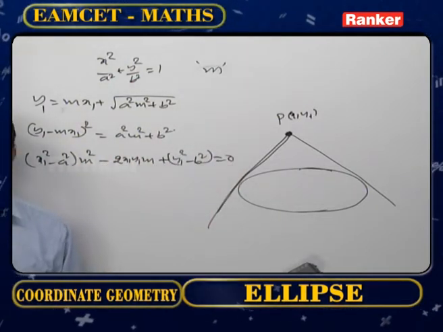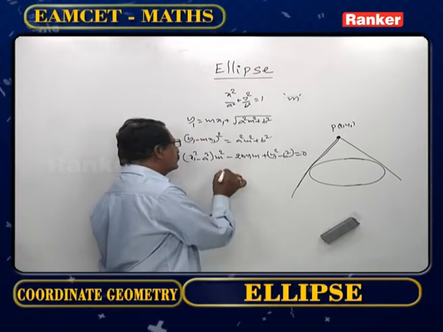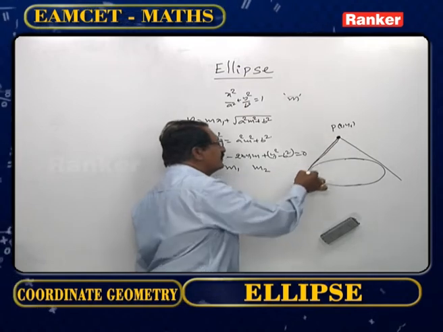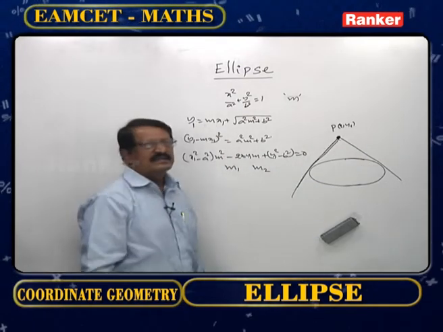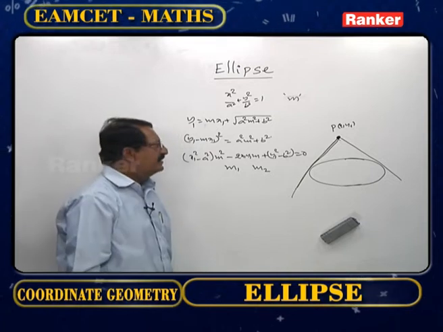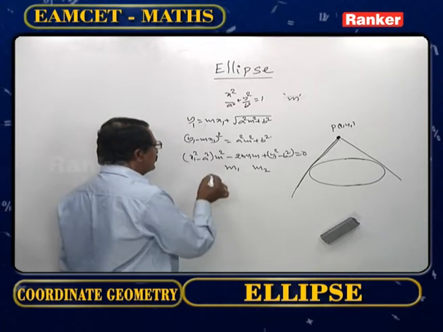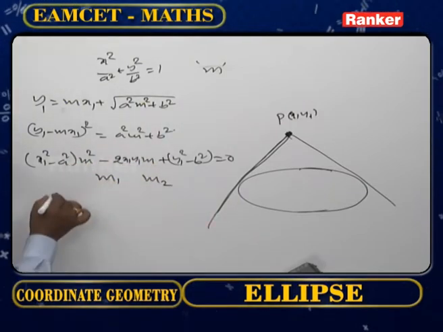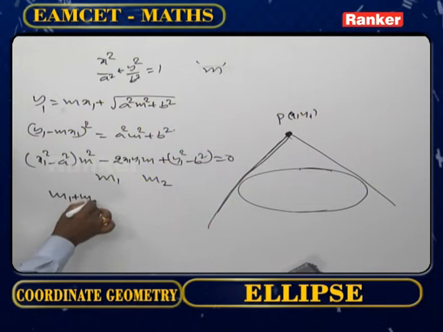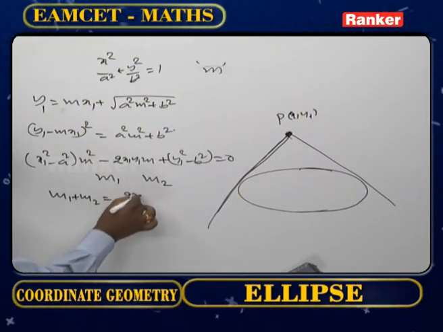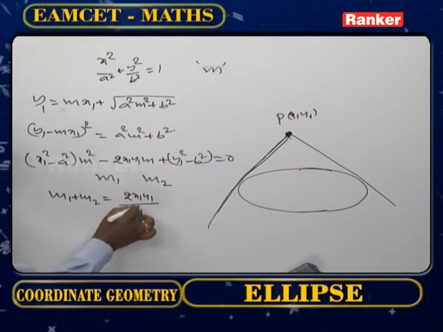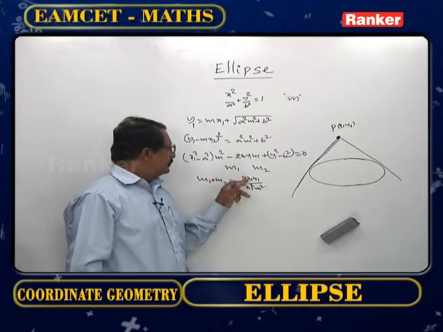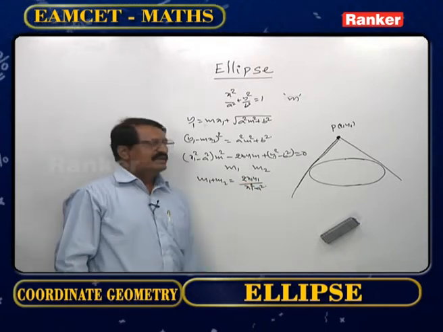It has two roots. Consider the roots m1 and m2. Now m1 is the slope of one tangent, m2 the slope of the second tangent. Since m1 and m2 are roots of this quadratic equation, the sum of slopes m1 plus m2 equals 2x1 y1 by x1 square minus a square.